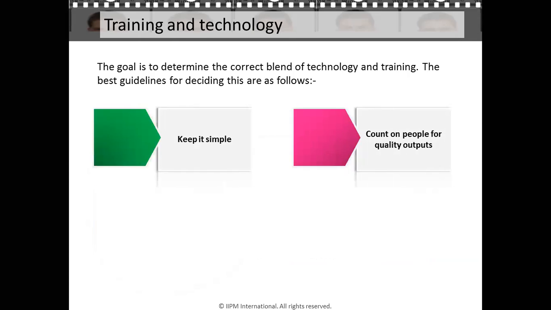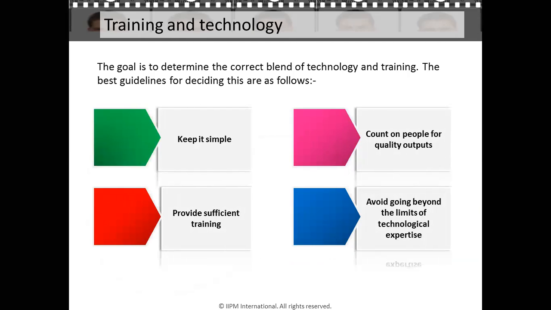The goal is to determine the correct blend of technology and training. The best guidelines for deciding this are as follows. Keep it simple, count on people for quality outputs, provide sufficient training, and avoid going beyond the limits of technological expertise.